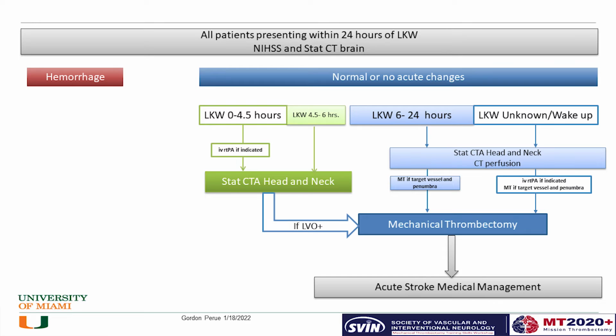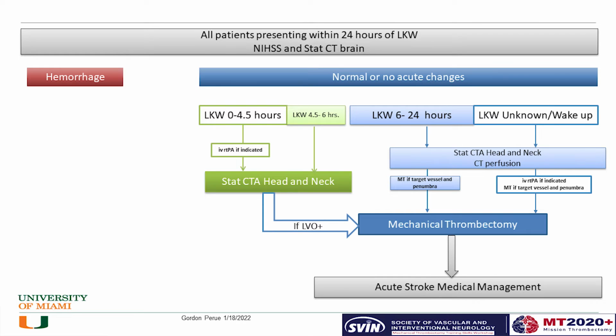Directly to mechanical thrombectomy and then to the ICU. If you're in 6 to 24 hours, then you would go straight to CTA and CT perfusion, or if your institution likes MR perfusion, you'll go directly there, 6 to 24 hours. If there's a target vessel and an ischemic penumbra, then you proceed to mechanical thrombectomy.